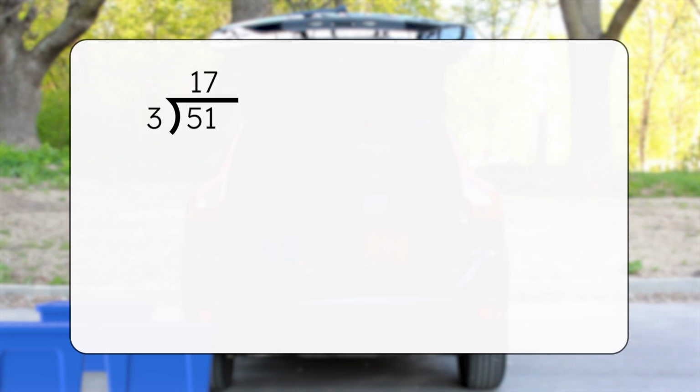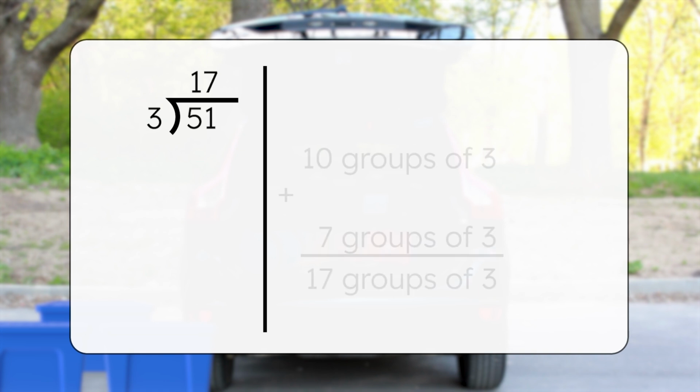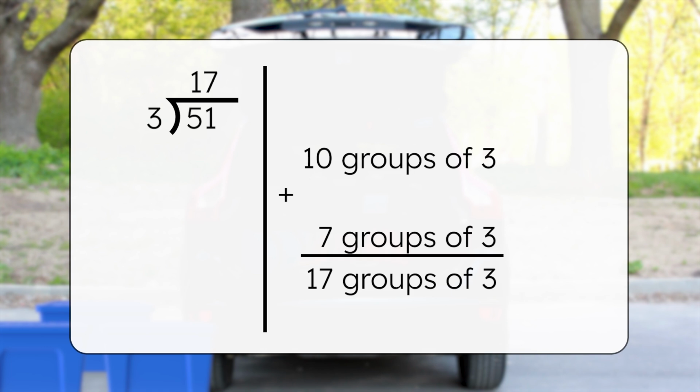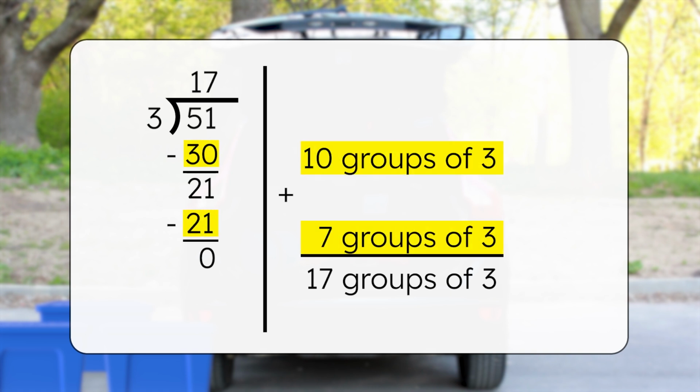To keep track of my work, I like to draw a vertical line next to the long division symbol. This separates the partial quotients from the subtraction. Okay, on the right side of the vertical line, we can record the groups of 3 that we subtracted. And under the long division symbol, we'll show our subtraction steps. Notice how the number of groups we're subtracting are in line with the amounts being subtracted. Lining them up this way can make it easier to double check our work. This matches the work we did before, but the long division symbol helps us organize everything in one area.